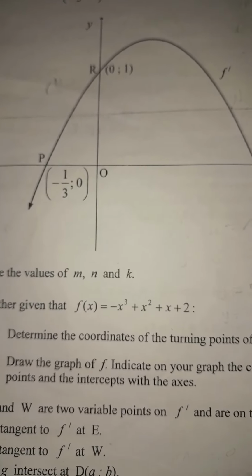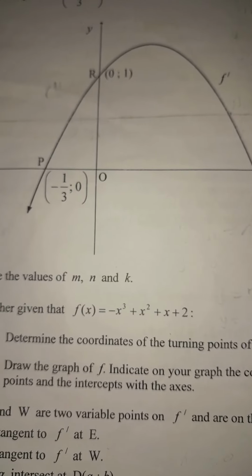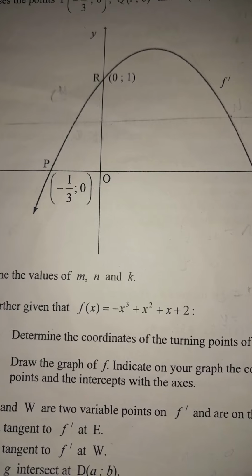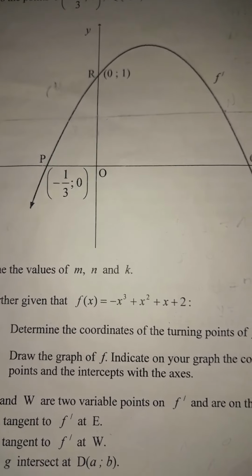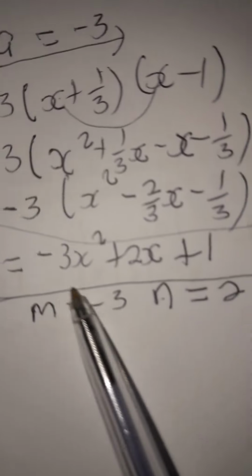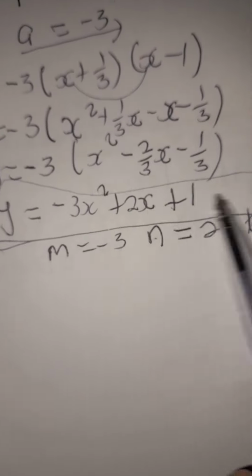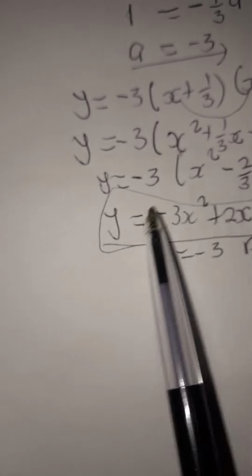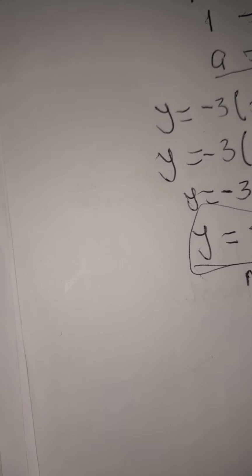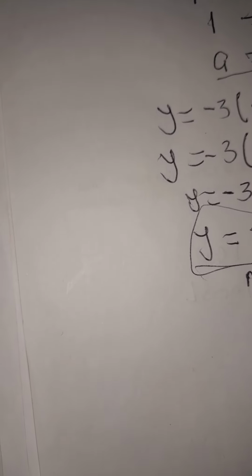Guys, when it comes to this type of question, you need to remember that the turning point of a cubic function comes from the first derivative. So when we derive this equation, we're still going to get the same equation that is drawn here. But what are they looking for here? They're looking for the turning points.